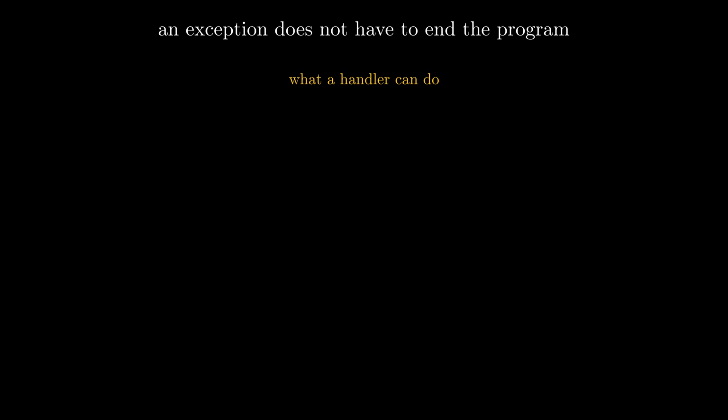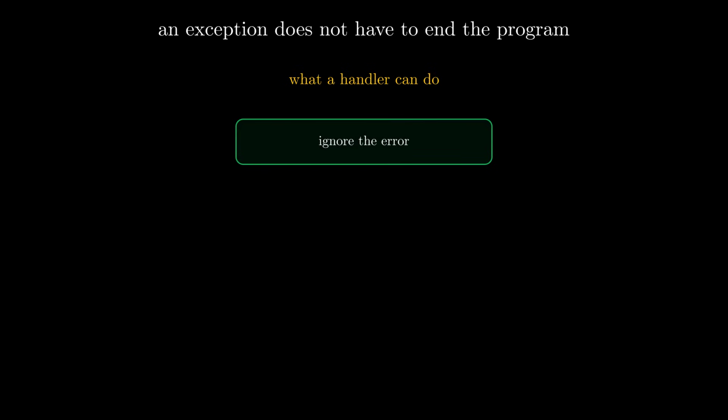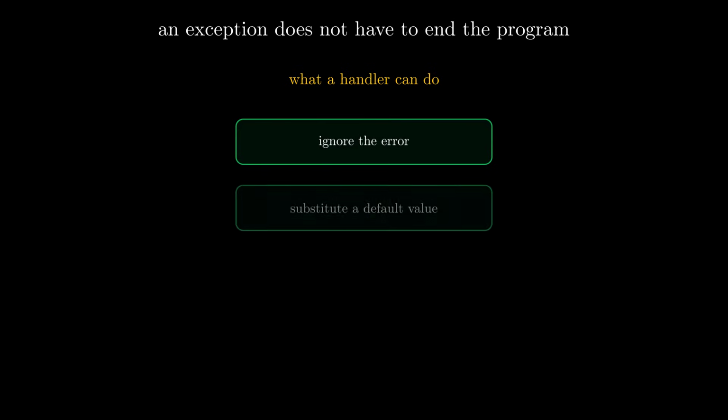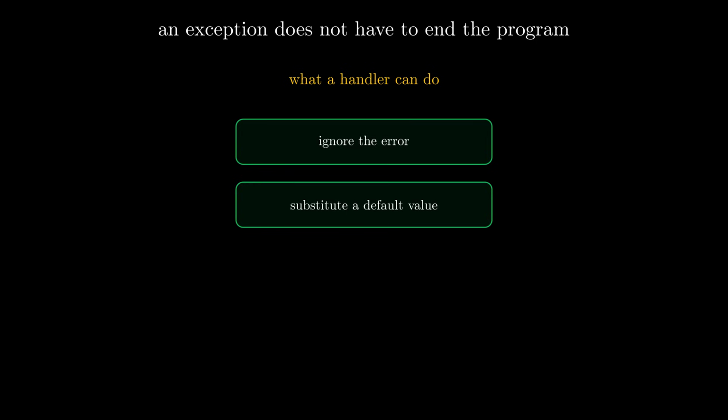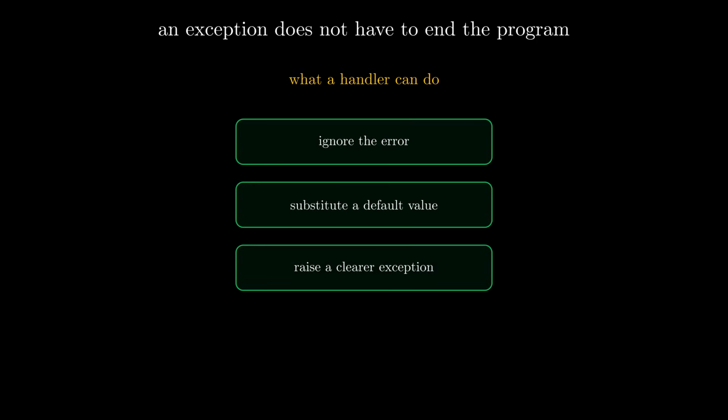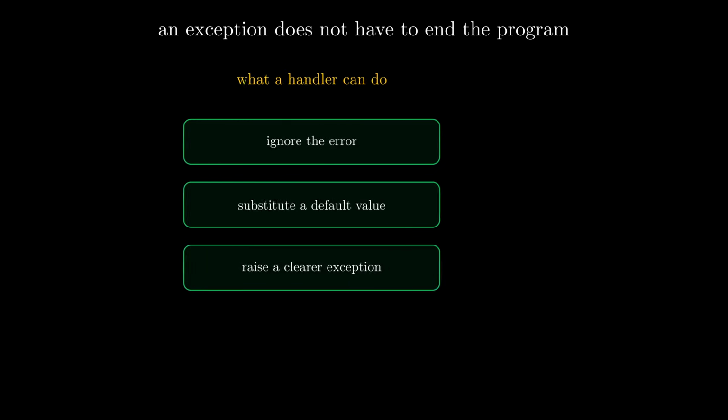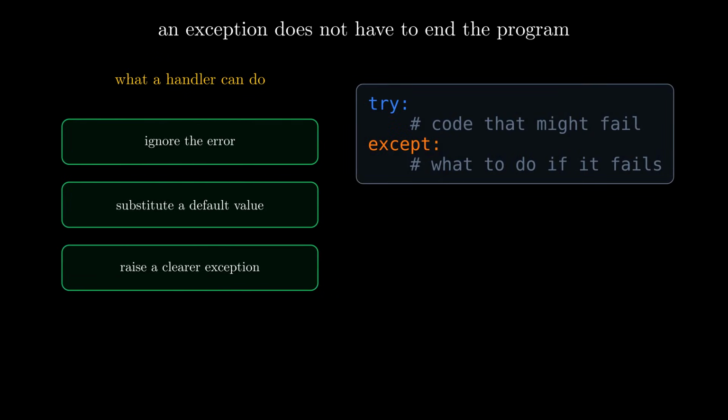Python lets us write code that handles an exception when it occurs. A handler can ignore the fact that an error occurred, substitute a sensible default value, or raise its own, more informative exception and move on. The construct is a pair of keywords, try and except. The potentially problematic lines, the ones that might raise, go inside the try block.